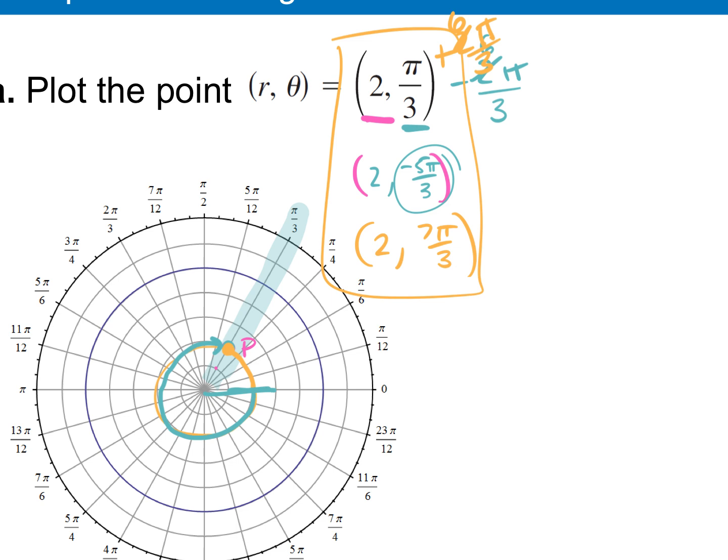So you are technically going down because we're going down from the start, but it's not like a rectangular graph. It's not going to be like negative, really. We would just go around 5 pi over 3, but in the negative direction.